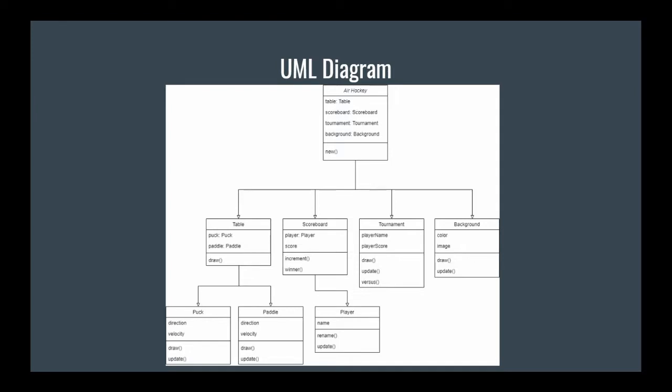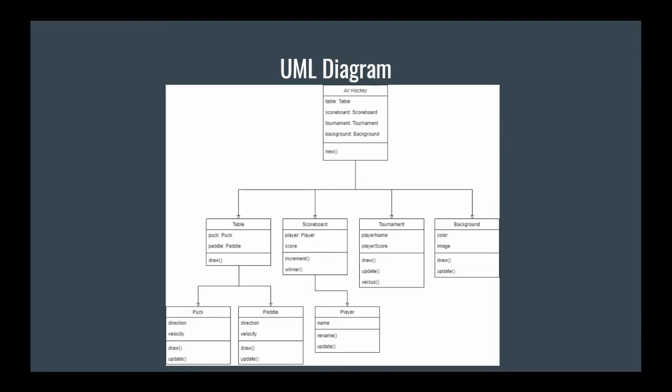For the UML diagram, we have the air hockey entity, which has table, scoreboard, tournament, and background, with a function called new. It just stands for a new game. So when you click on that function, it will refresh the page and start from the beginning. Under that, we have table, which consists of puck, paddle, and the function draw, which draws the table.